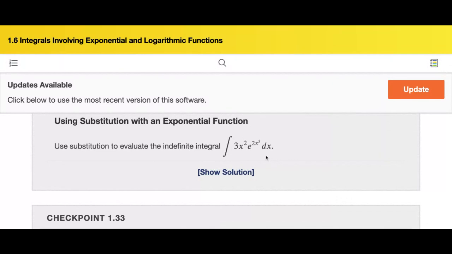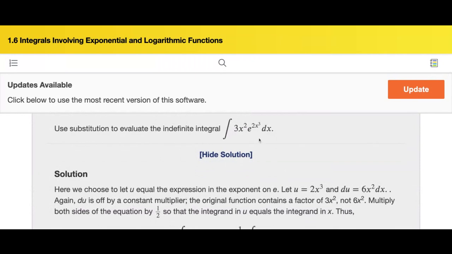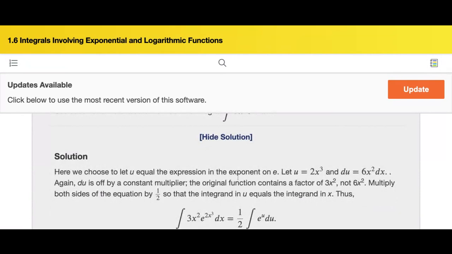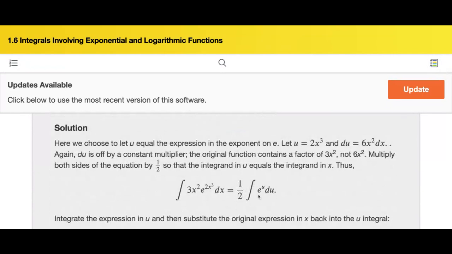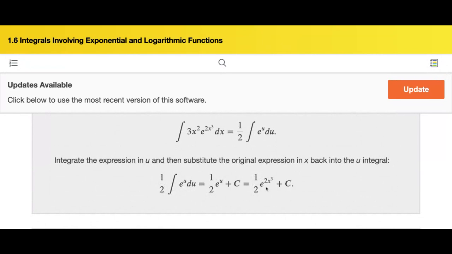Okay, let's see this one. This one, by the chain rule, we let u be 2x cubed. Oh, let me show the solution. So we let u be 2x cubed, the exponent of e term, then du equals 6x squared dx. But we only have 3x squared dx. So 3x squared dx will be half of du, right? So just write half of e to the u du, so just half of e to the 2x cubed plus c.